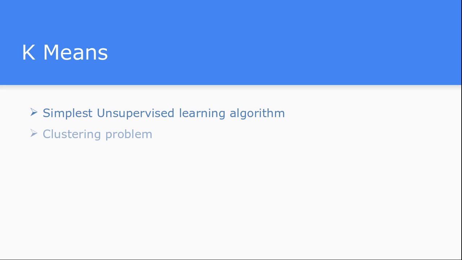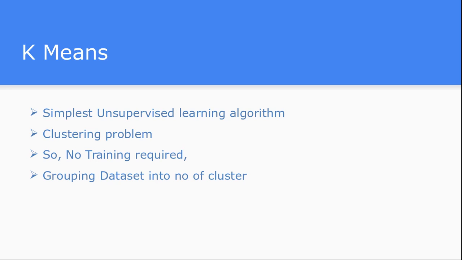So what is the K-means learning algorithm in machine learning? This is one of the very simplest unsupervised learning algorithms. It is mainly used for the very famous clustering problem. As it is an unsupervised learning algorithm, no particular training is required. You can straight away throw the data onto the K-means clustering algorithm and you will get the grouping of that data. What this K-means algorithm will do is group the data into the number of clusters which you provide.